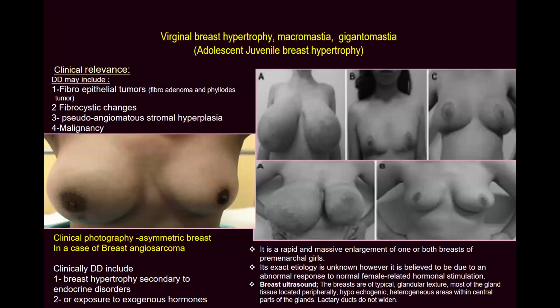We said the differential diagnosis can be fibroadenoma, we call it what? Giant fibroadenoma, or phyllodes tumor, fibrocystic changes, PASH, pseudoangiomatous stromal hyperplasia, or even malignancy. And in this case, this is a case of breast angiosarcoma. So we should not rush and say directly this is juvenile. Clinically, we cannot differentiate here in this case. But being unilateral, it will be more suspicious.